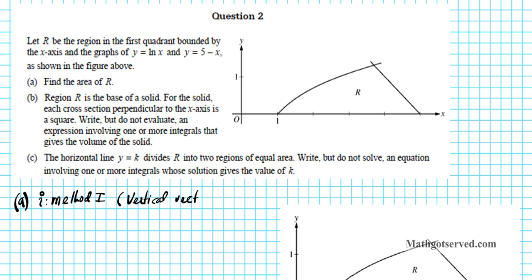Okay, so what do I mean by vertical rectangles? Well, what we're going to do is divide this area into infinitely narrow vertical rectangles. They're going to look like this, and their widths are going to be dx. You're going to break this entire region into really tiny slices of vertical rectangles, and then we're going to find the infinite sum of the infinitely many rectangles.